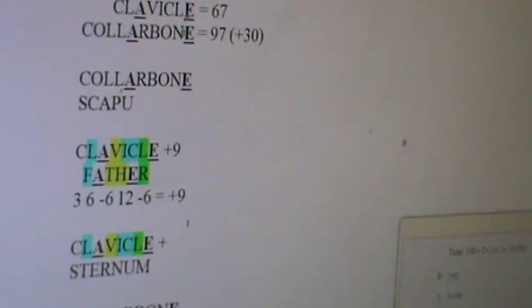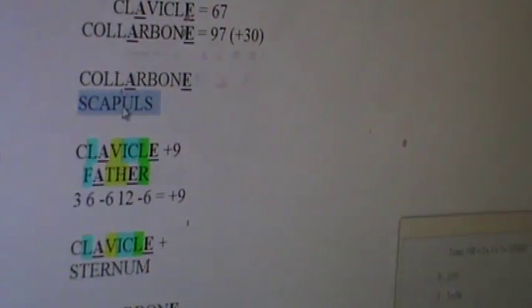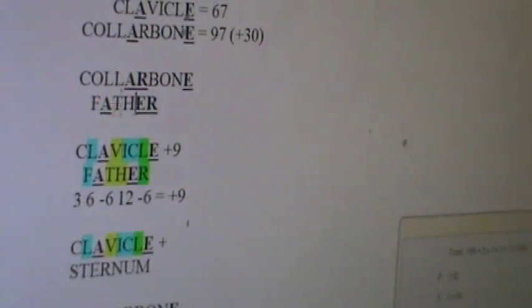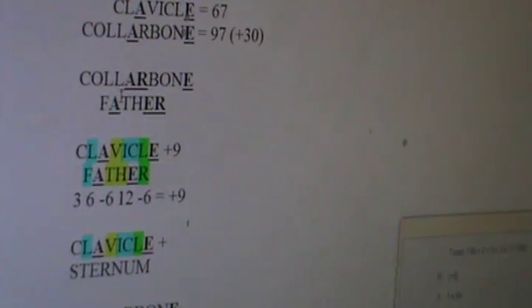And then there's scapulas. That's what I want to preach out for Jesus. So let's just quickly look at collarbone and Father. There's the A-E. Now you have an R. What's the difference? Oh, it's going to be plus 39. And then, ooh, this is obvious now. Oh my goodness, my Lord and my God.